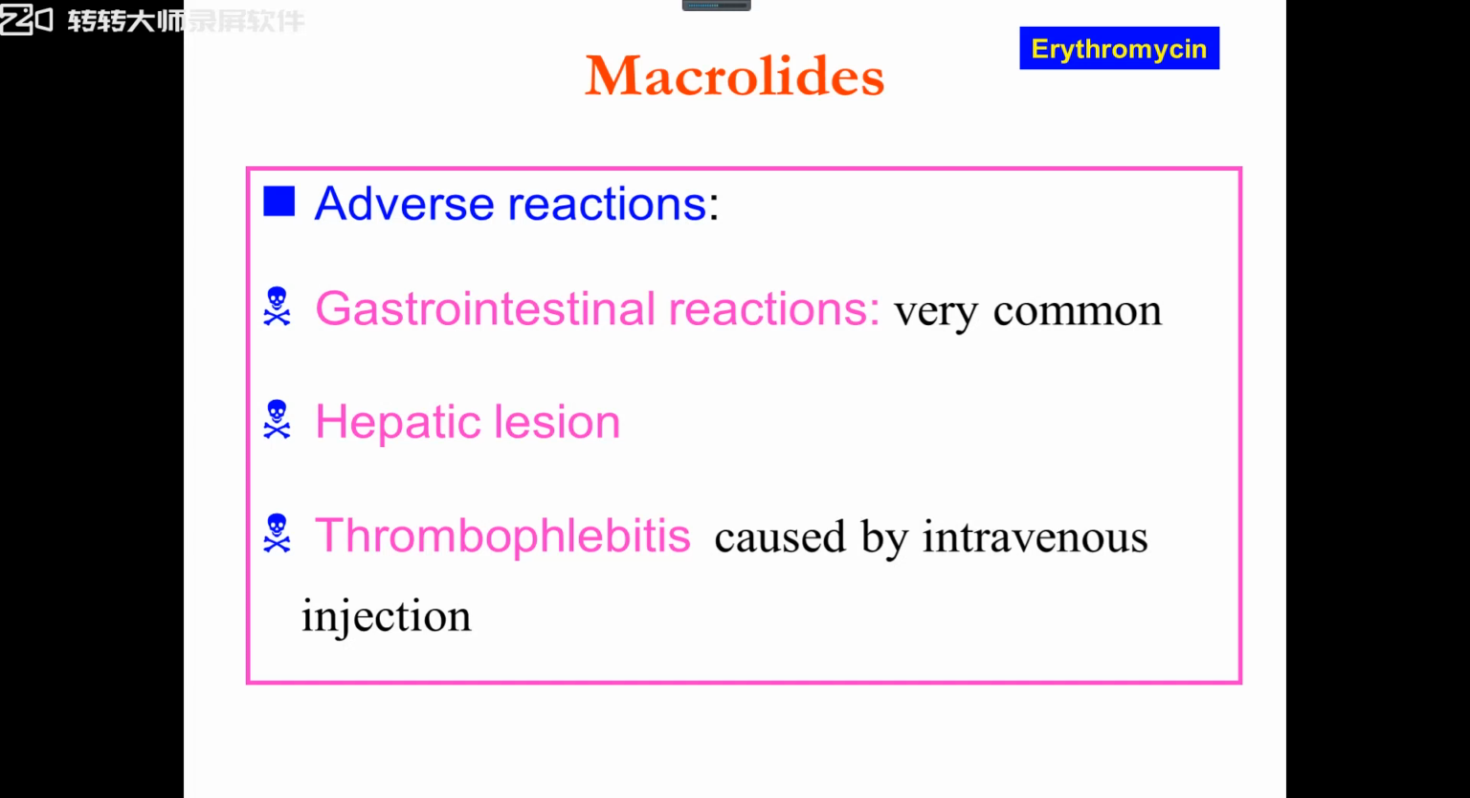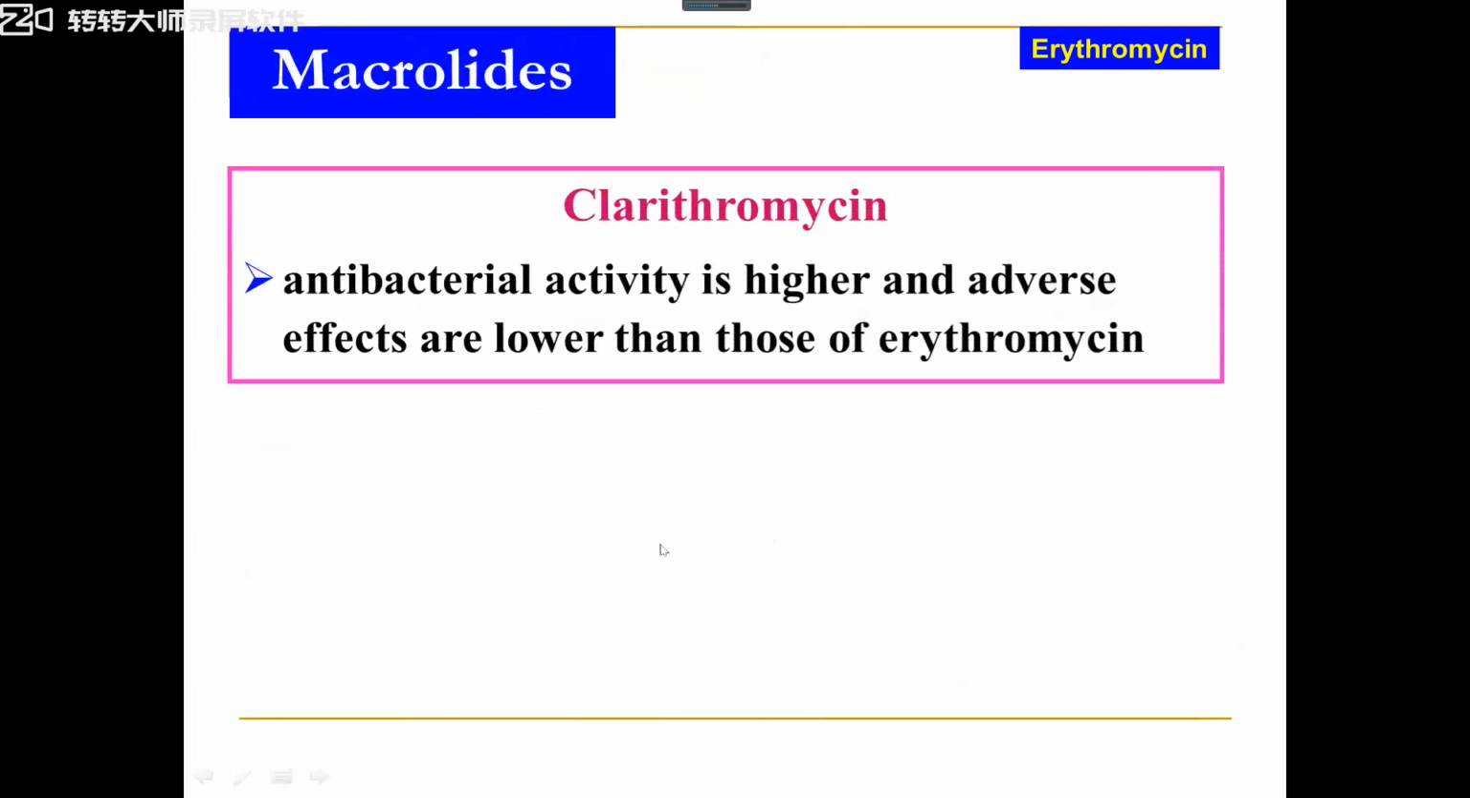Okay. The next adverse reaction of macrolides is thrombophlebitis caused by intravenous injection. The most common adverse reactions are gastrointestinal irritation and hepatic toxicity. Just now we used erythromycin as the prototypical agent to explain these drugs' pharmacological effects, clinical uses, and adverse reactions. Except erythromycin, in macrolides we also use some other drugs, so let's explain these drugs further.